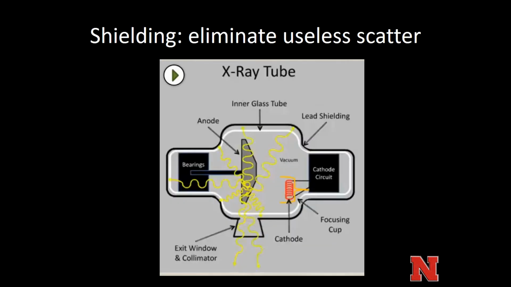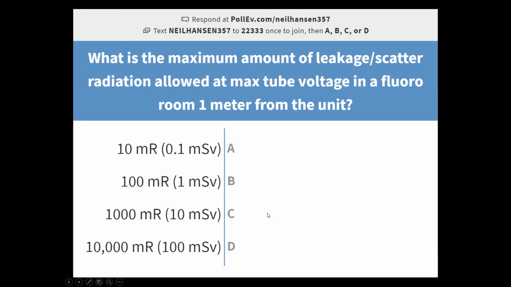Why do we use shielding? Well, it eliminates useless scatter. If you think about all the X-rays being produced within an X-ray tube, most of them are going in the wrong direction. They're only going to contribute to patient dose. They're only going to contribute to dose experienced by medical personnel, either within the room or in an adjacent room, if there isn't proper shielding. So the whole thing is lined in lead except for the exit window where we want to direct the X-rays.